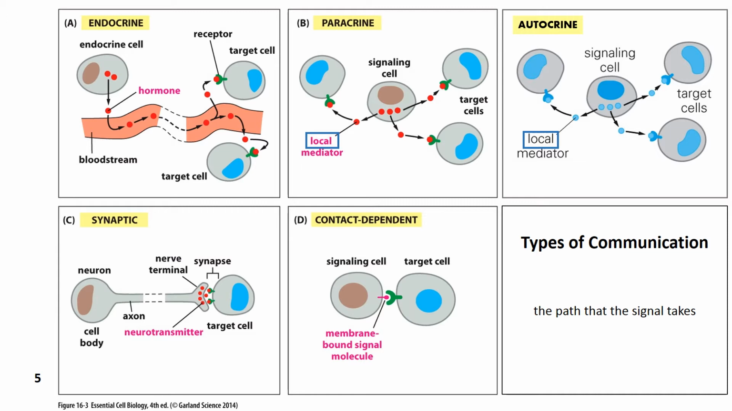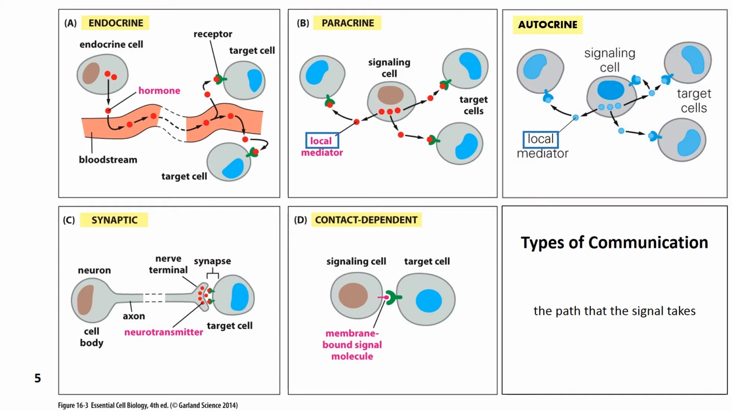Note that in autocrine communication, since all of these cells are of the same type as indicated by their blue nuclei, it is possible for a cell to talk to itself. In other words, the signaling molecule that is released into the local environment can bind to a receptor on a cell that is of the same type in the local vicinity, or it could bind to a receptor on the cell that releases the signal.